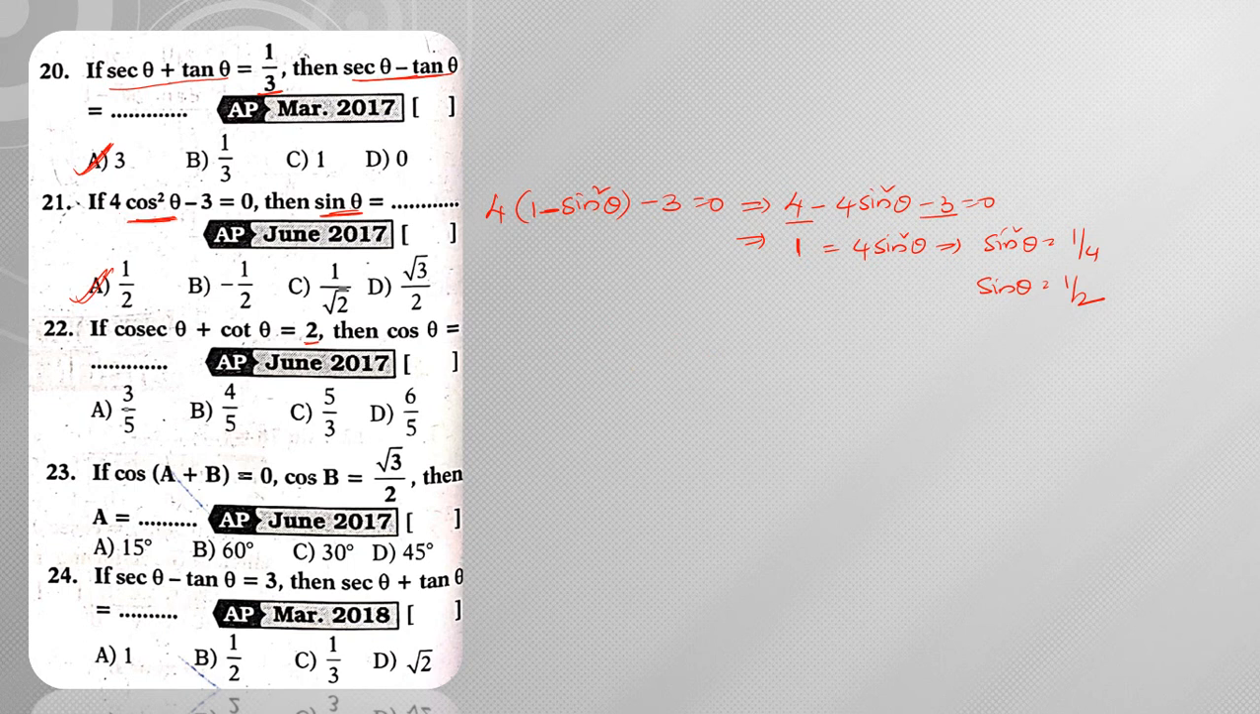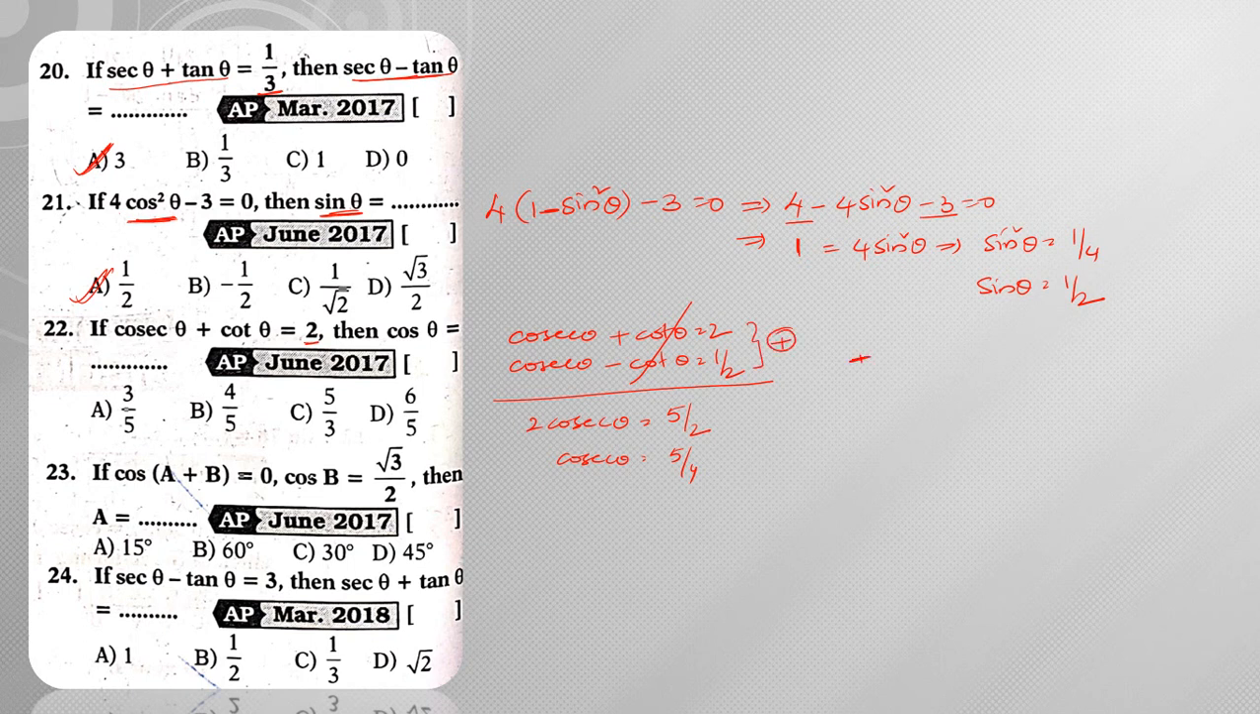Cosecant theta plus cot theta is equal to 2. Then automatically cosecant theta minus cot theta becomes 1 by 2. On adding, we get 2 cosecant theta is equal to 5 by 2. So from this, cosecant theta is equal to 5 by 4. This is on doing addition, right?